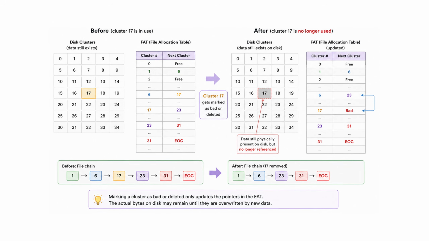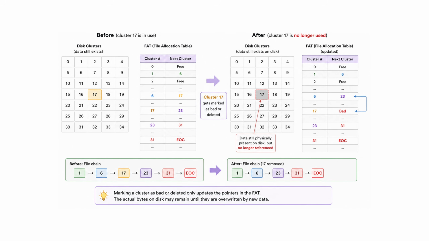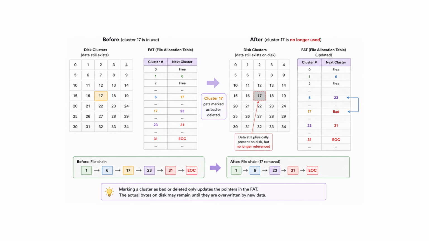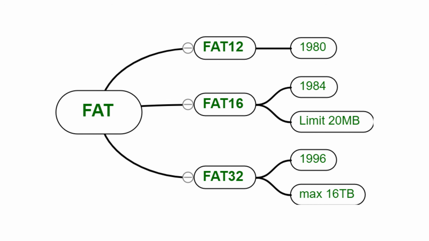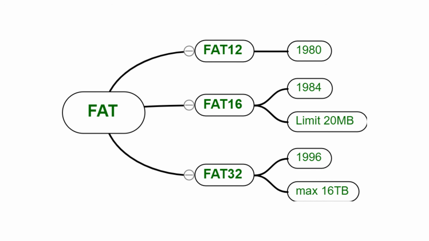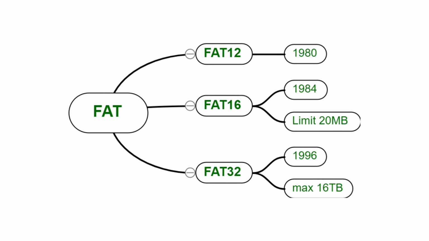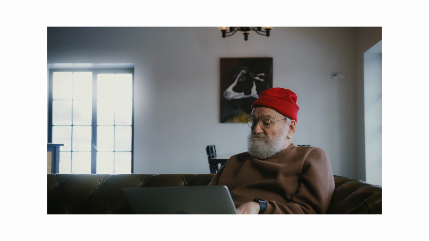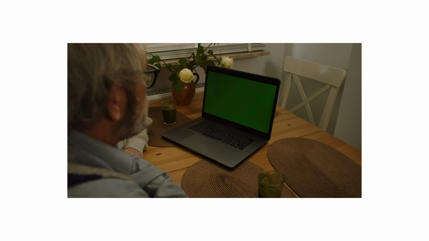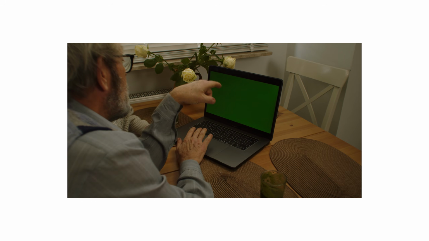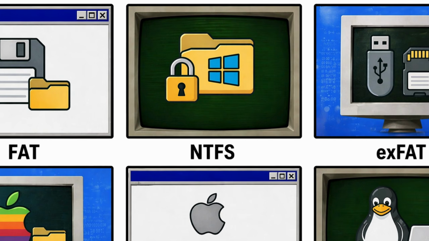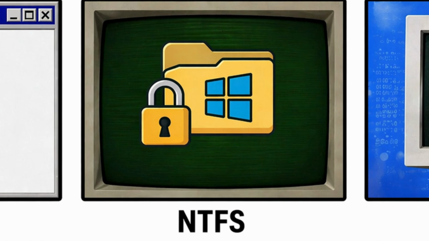If a cluster gets marked as bad or deleted, the table is updated. The actual data on disk isn't always erased, just the pointer to it. FAT32, the most widely used version, supports drives up to 2 terabytes and individual files up to exactly 4 gigabytes, a cap that became very significant later. It became dominant through the 1980s and 90s because it was simple, required minimal RAM, and worked on virtually every piece of hardware. Every major OS vendor supported it, which made FAT the first truly cross-platform file system in wide use.